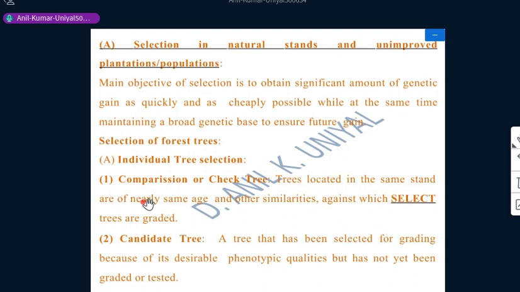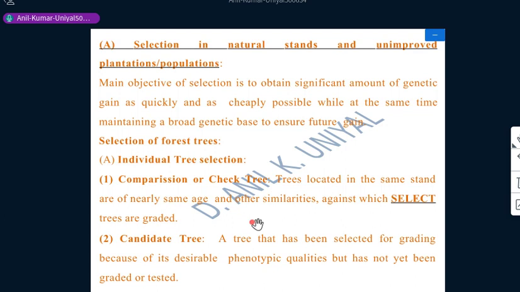150 will be the intended main trees, and 150 will be their comparison trees also. Comparison trees or check trees will be in the vicinity. Among 300, suppose two trees are there, so one will be intended for final selection, but one will be considered a check tree or comparison tree. These trees are located in the same stand, are of nearly the same age, or other similar trees also, and against each one, those two will be selected or graded.